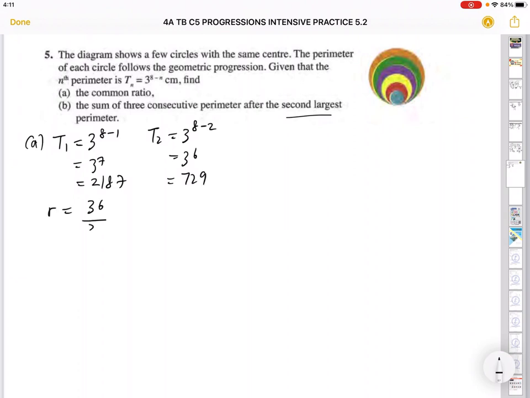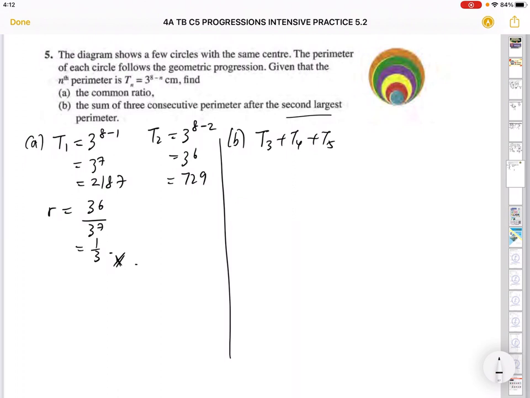Now I don't even want to write 729 over 2187, because when you write it as 3 power n, you can just cancel them. Power 6, power 7, cancel, left with 1 over 3. So it's much easier that way, right? Then the sum of the 3 consecutive perimeters after the second largest perimeter. Here's the thing again, 3 consecutive. There are two ways to look at it. For me, it's not necessary to use the sum formula because the sum is too small. 3 consecutive after the second means T3, T4, T5. There's no point using the Sn formula when I can just calculate this directly. But I'll show you the Sn method as well.